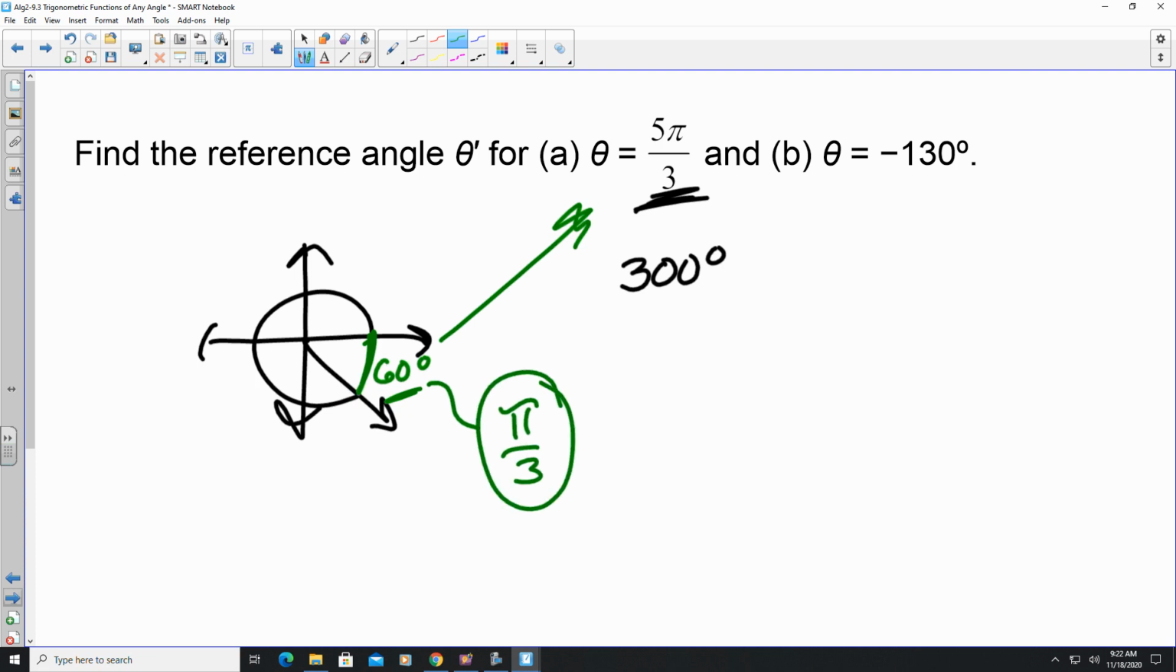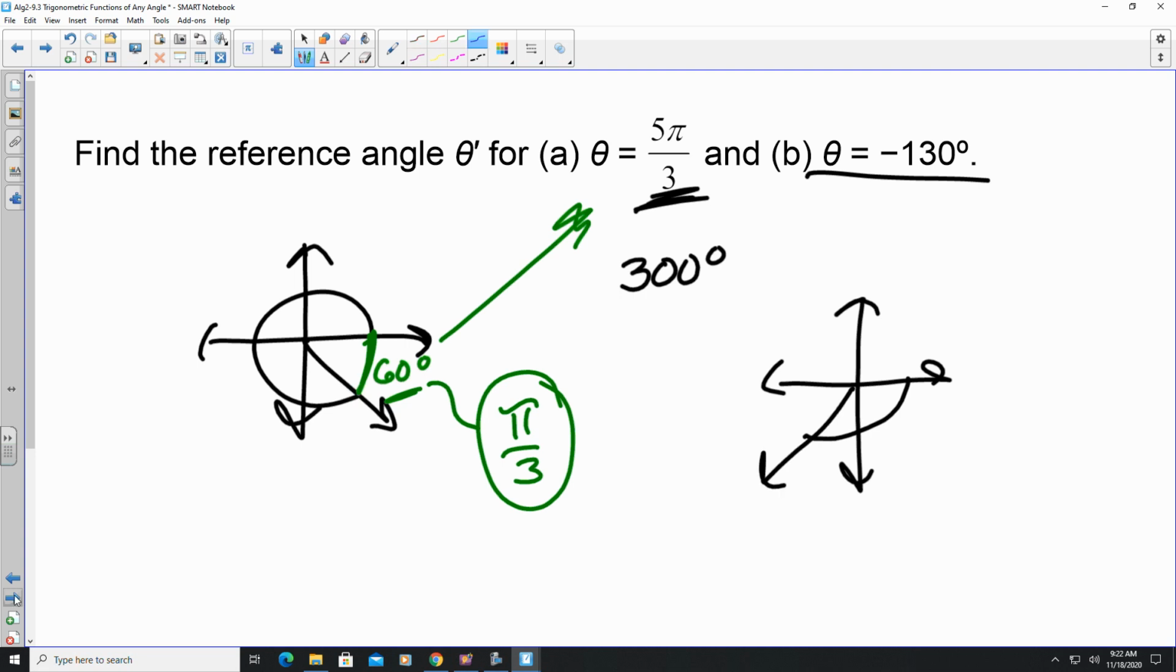So my reference angle for 5 pi over 3 is pi over 3. When I look at example B, for instance, I have a negative 130. What I want to do is place that into a positive. So I go here. Negative 130 is right about here. I want to figure out what that is in a positive degree.